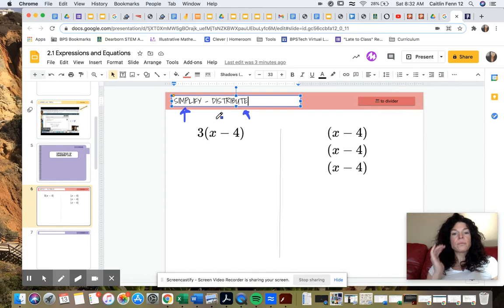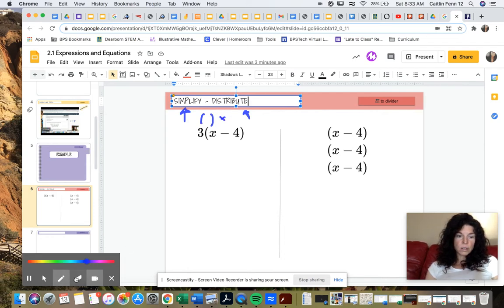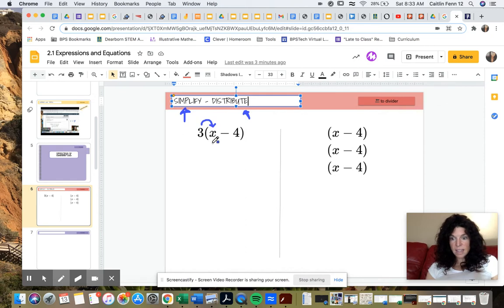Okay, so the parentheses, of course, remember that means multiplication. Parentheses mean multiply. So we are going to multiply everything in the parentheses by 3 because we're going to distribute that multiplication to everything in the parentheses. So we're going to make sure that this x gets multiplied by 3. So it's going to be 3 times x.